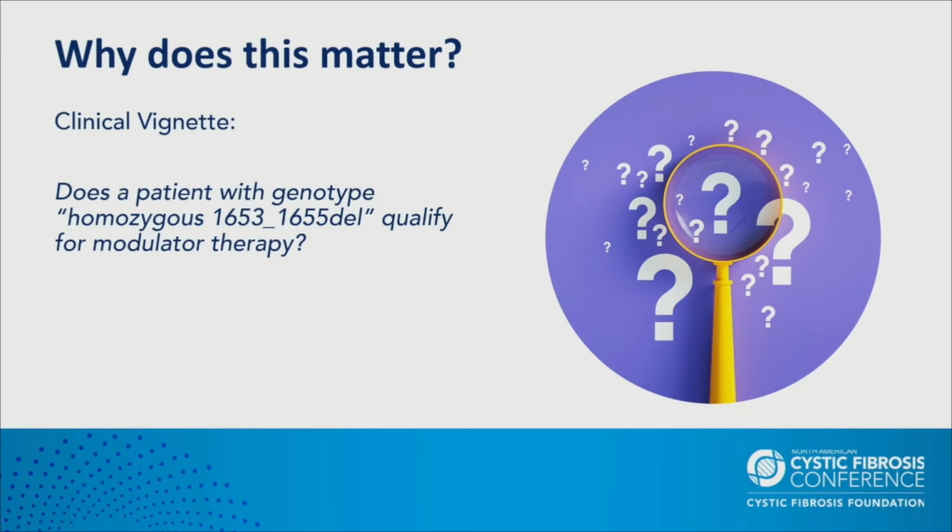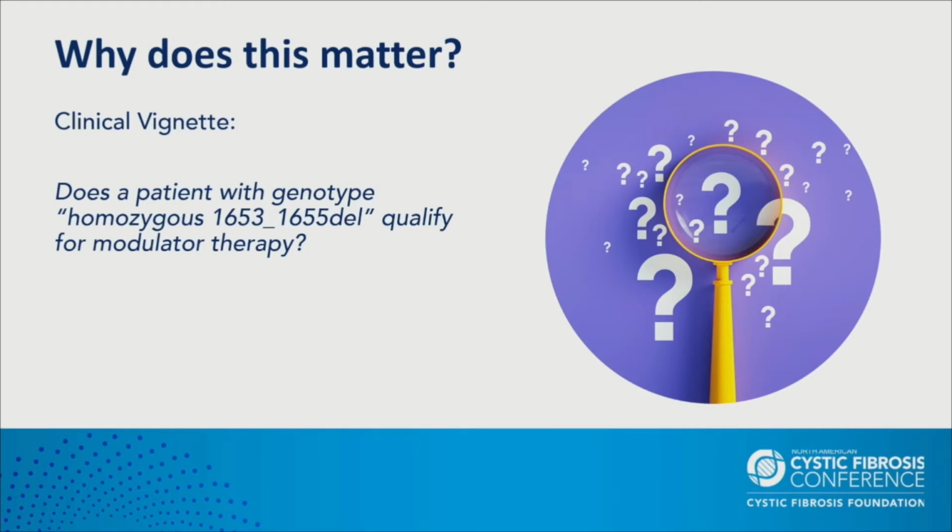If you were to put this into the eligibility search function online or look at the listing of mutations that are eligible, this would not come up, but it is actually one of the iterations for describing F508 del. And so indeed, this patient would qualify for modulator therapy based on their genotype.